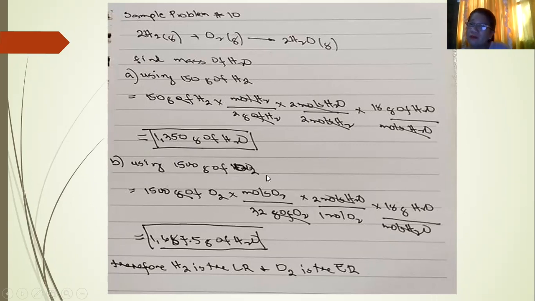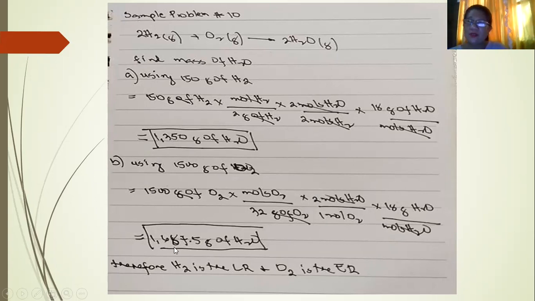Multiplied by the molecular weight of oxygen, it's the atomic 16 times 2 is 32. Cancel the grams. Then use the mole ratio, which is 2 moles of water is needed to react with 1 mole of oxygen. So cancel here the moles of oxygen. And finally, multiply it with 18 grams of water. And you have 1,500 multiplied by 2 multiplied by 18 divided by 32 is 1,687.5, which is greater, of course.